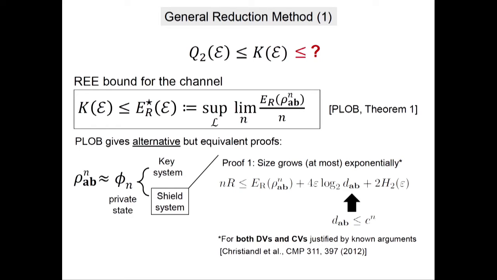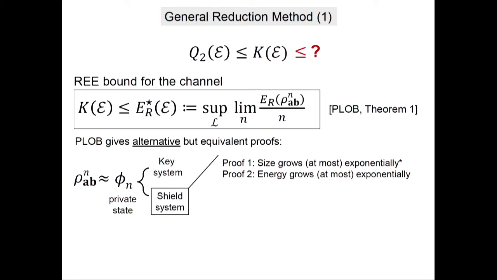In the first proof, we assume that the size of the shield system grows at most exponentially in the number of channel uses, and this is justified by an argument that can be found in the Christandl paper in 2012. So we are able to write down a finite type inequality in this way, with a term that depends on the dimensionality of the target state, that with this assumption can be shown to grow at most exponentially.